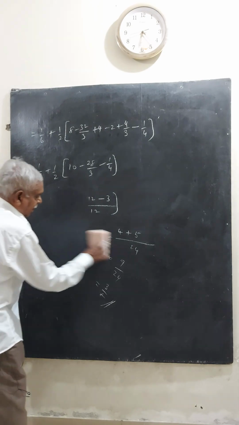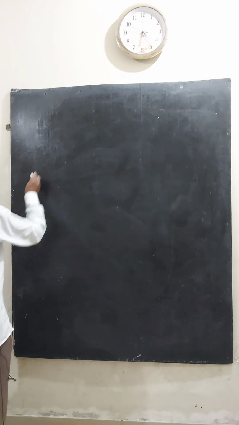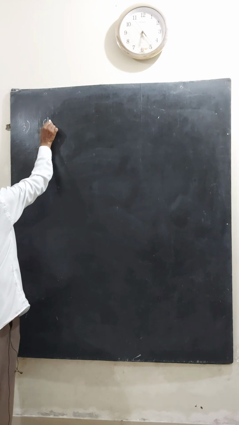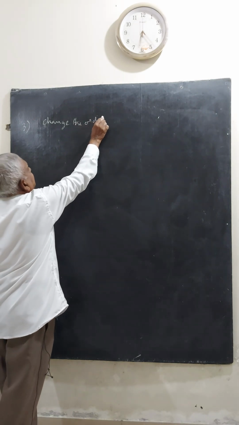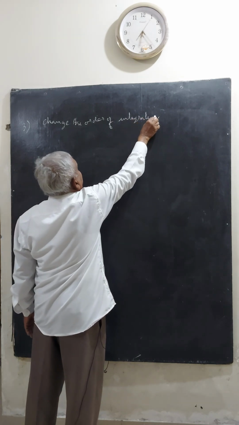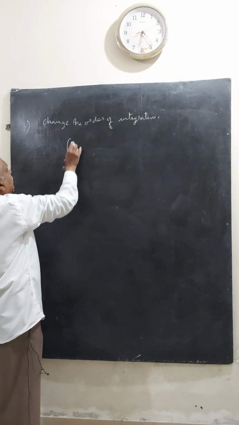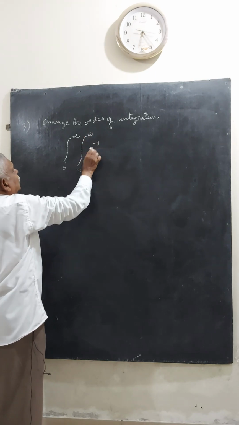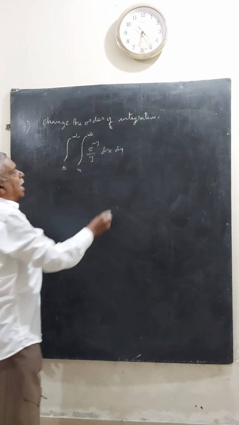Again, we are going to see the third sum. Sum number 3: change the order of integration, 0 to infinity, x to infinity, e power minus y by y dx dy, and evaluate.